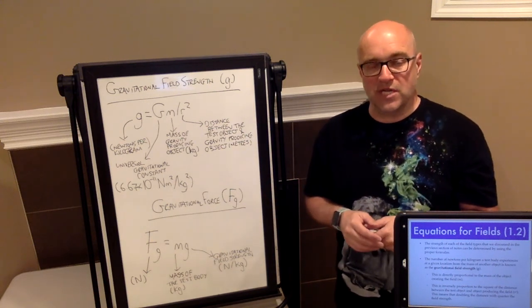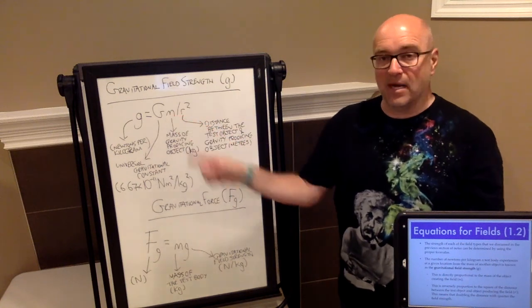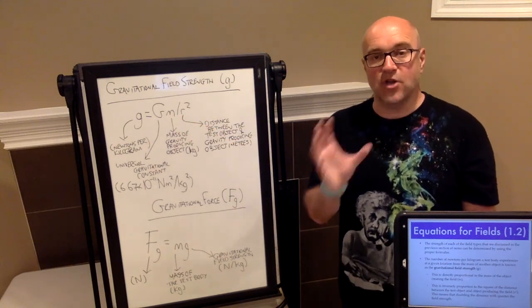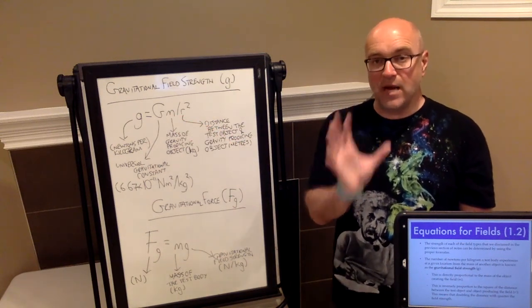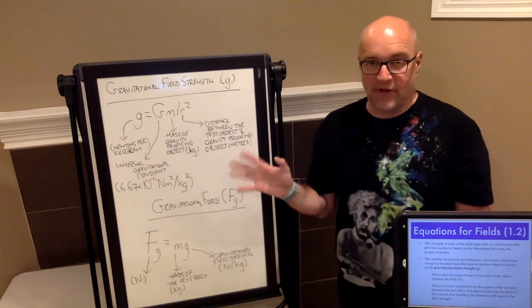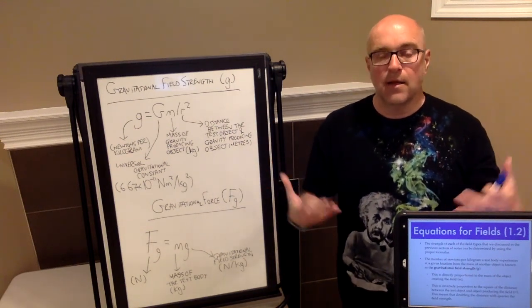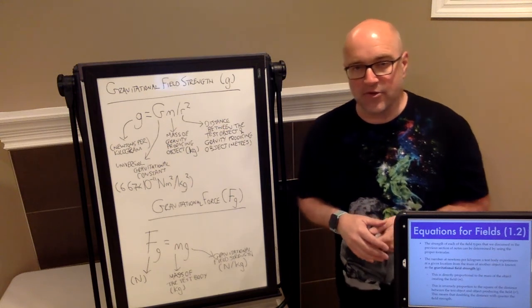But what are some of the things that we should keep in mind? Well, the mass of the object producing the gravity is going to be directly proportional to the strength of the field that it generates. The bigger the object, the bigger the gravitational field strength is going to be.